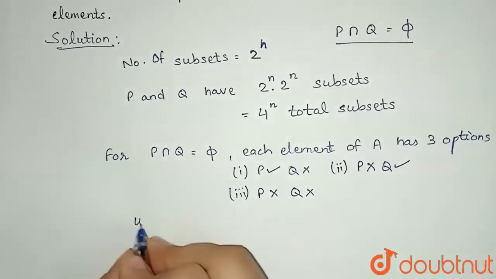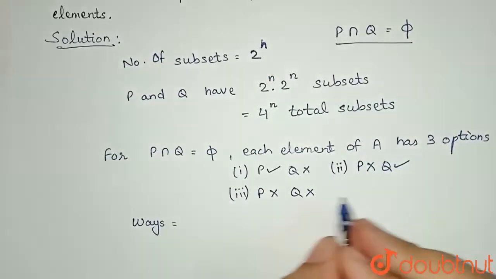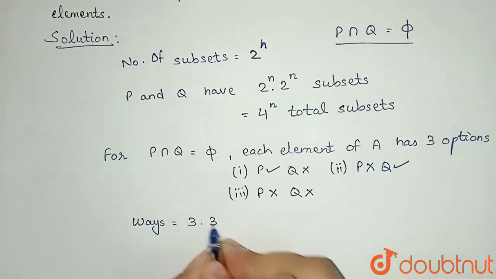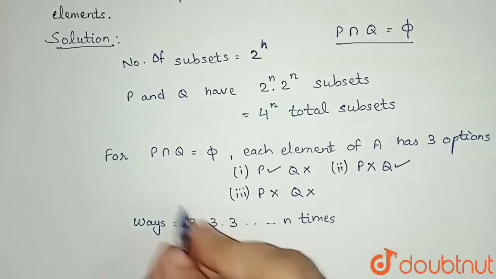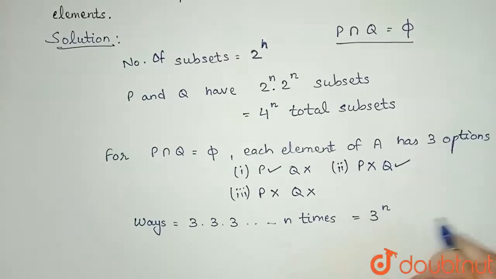So the ways to do so will be equal to, how many options do I have? 3 into 3, and up to how many times? n times. So the number of ways to do so is 3 to the power n.